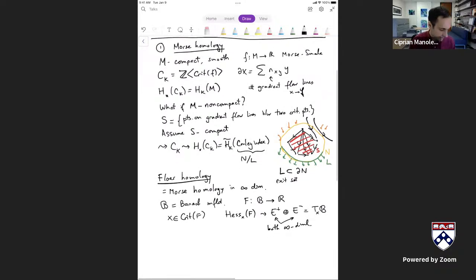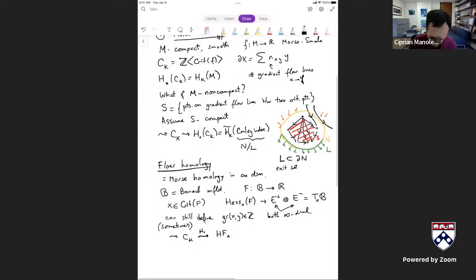So the indices are infinite, but in good cases, we can still define, sometimes, the relative grading between two critical points as opposed to absolute grading. Sometimes you can make it an absolute grading with some tricks. And from here you get the complex CK, and you take homology, and you get what's called Floer homology.